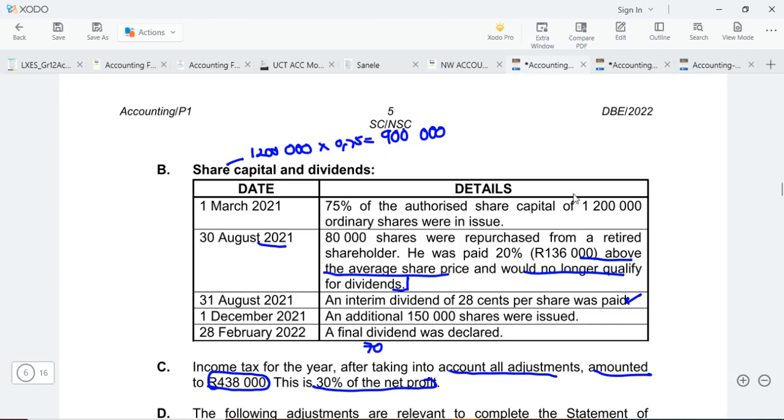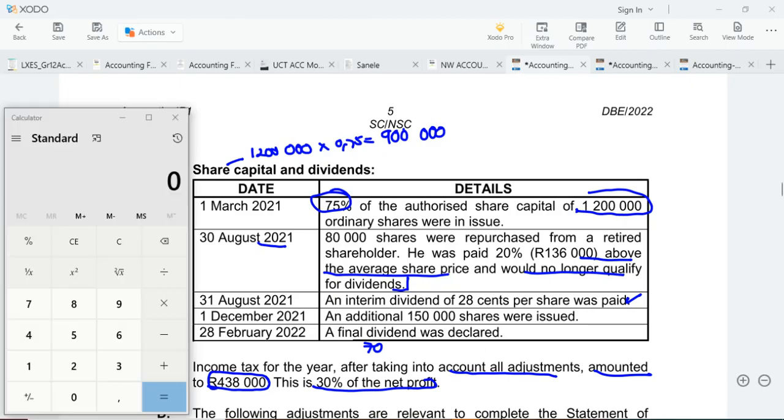So out of that 1,200,000, they were only allowed to issue 1,200,000, but out of that they only issued 75%. So for you to be able to get the number of shares, you are going to say 1,200,000 like I wrote here, and then you multiply it by 75%, and this will give you the number of shares. So let's see, 1,200,000 multiplied by 0.75 is giving us 900,000 issued shares.